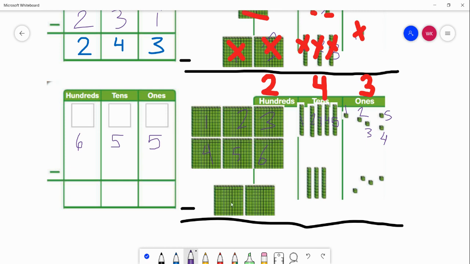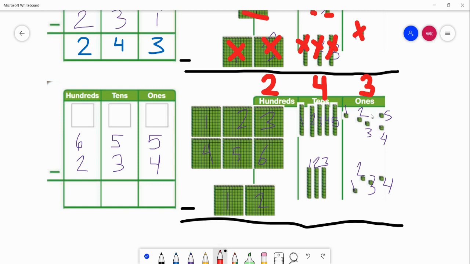And then let's look at our subtrahend. So we have 2 hundreds, 3 tens, and then we have 4 ones. So our numbers are 655 minus 234. So let's go ahead and do that with our base 10 blocks.